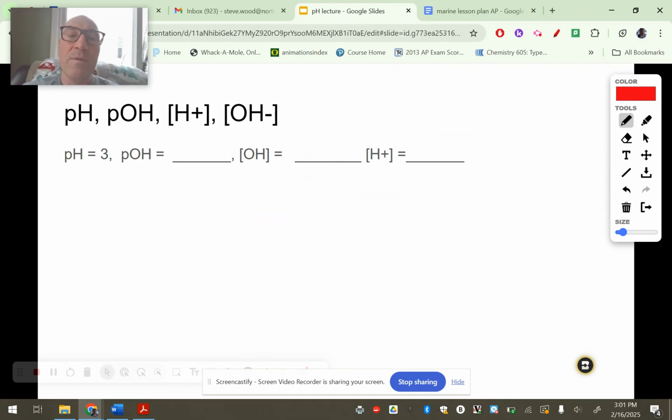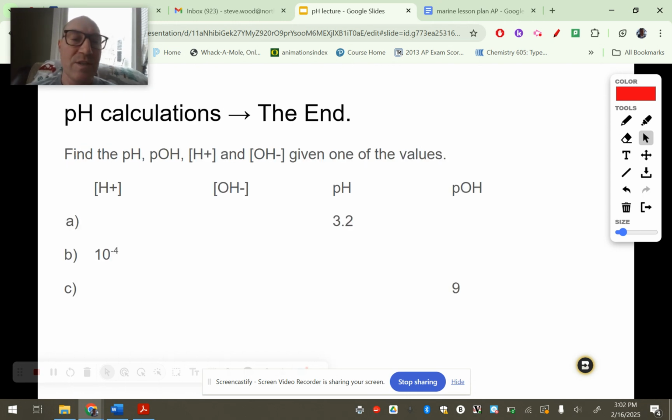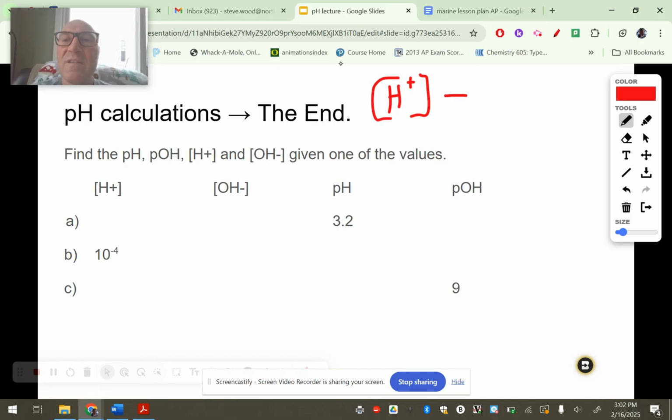All right, let me see if I can find another one. I'll give you another example. So you're going to use that little chart. There's two options: you're going to subtract from 14, and all these represent the exponents. So I'm going to draw it up here just so you have this. H plus to pH, you have to negative log. And then going the other way, you do 10 to the negative pH.